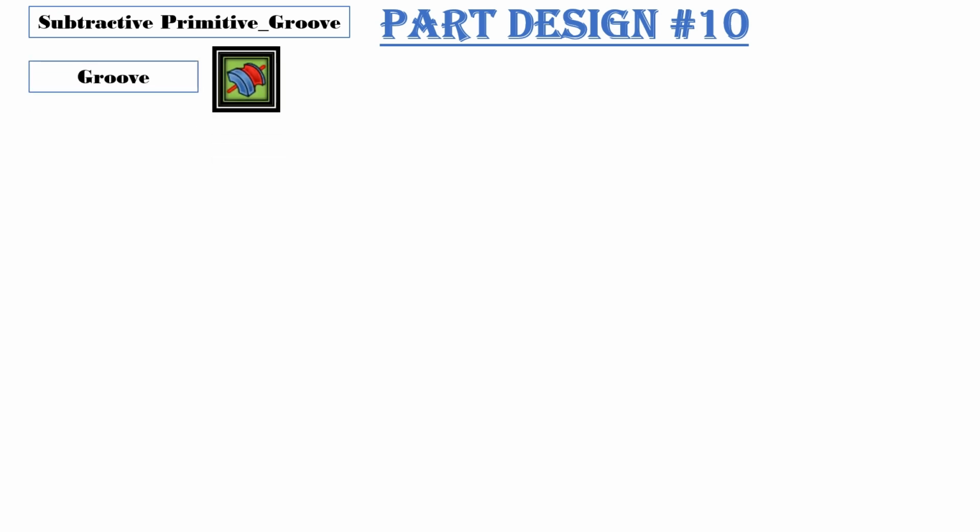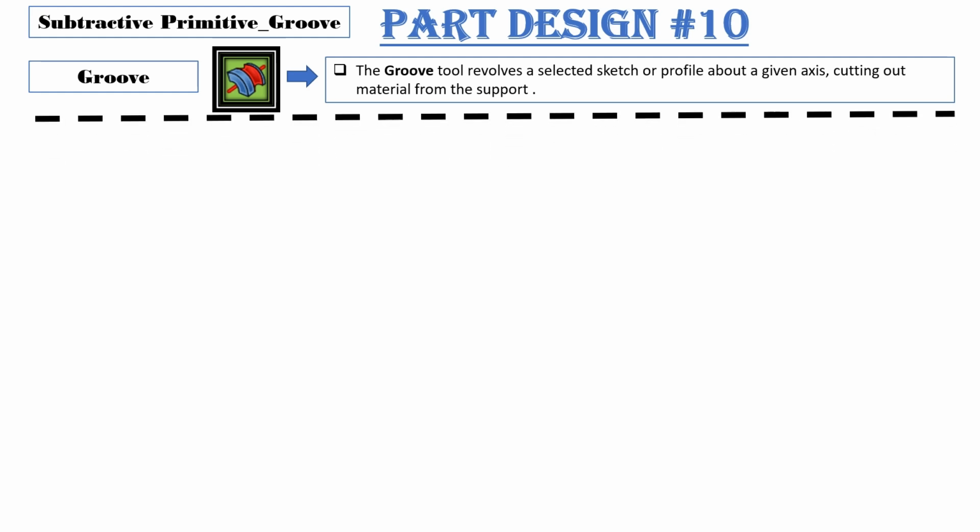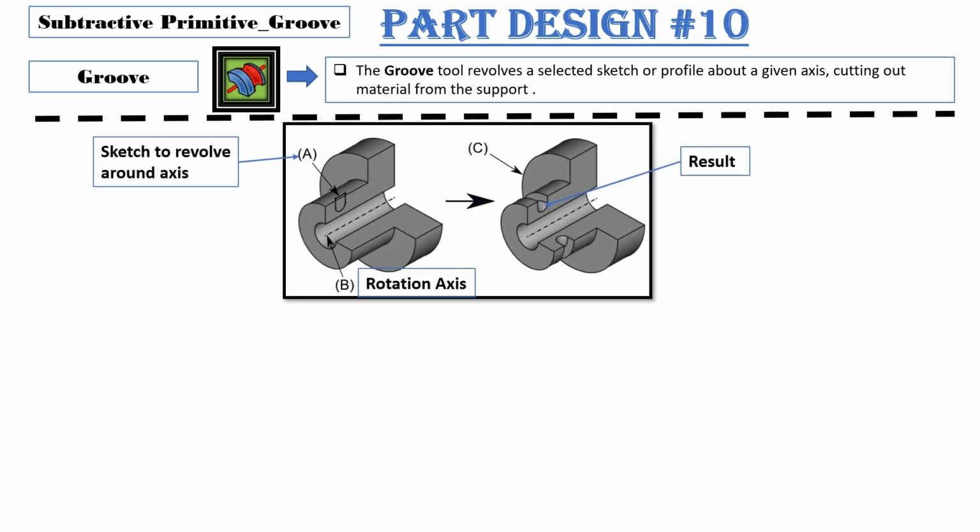This Part Design Subtractive Primitive is called Groove. The Groove tool revolves a selected sketch or profile about a given axis, cutting out material from the support. On the left side, you see a sketch and a rotation axis to cut out part of the 3D object.